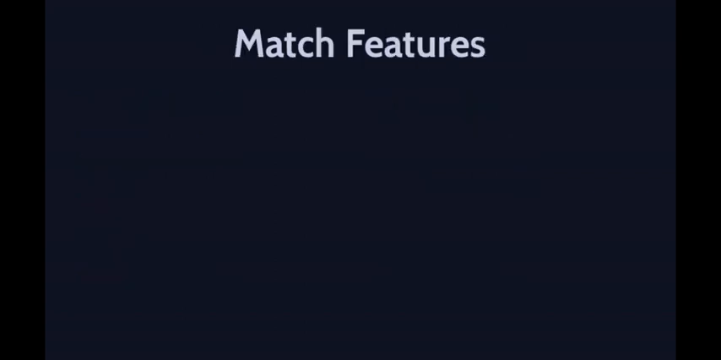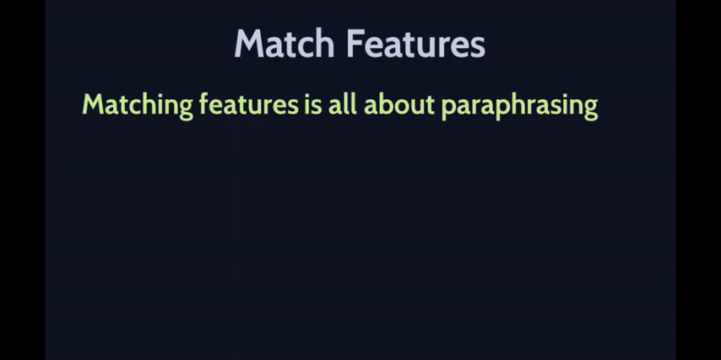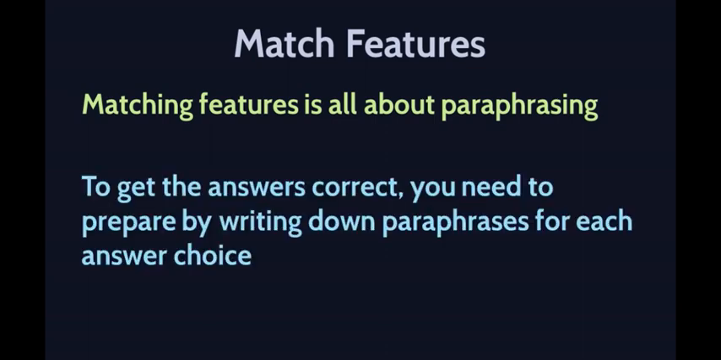All right, let's move on to matching features. This is our question type for this lesson. Matching features is all about paraphrasing. That is the main skill that you need to be able to match features well. To get the answers correct, you need to prepare by writing down paraphrases for each answer choice. That is the big difference between matching features and the question types we studied earlier. Paraphrasing is more important here.